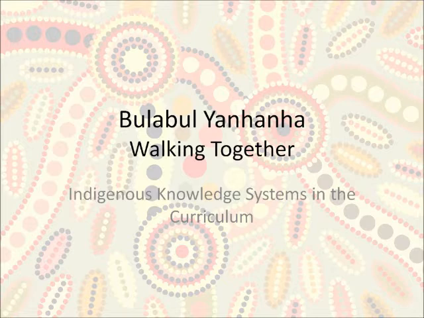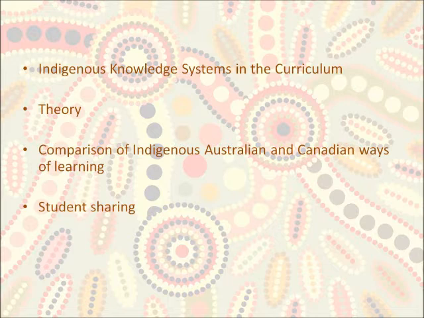So today we'll begin with what is meant by Indigenous knowledge systems in the curriculum. We'll touch on a bit of theory in relation to that. We'll look at some examples in both Australia and Canada and compare different ways of learning through the lens of Indigenous people and their understanding of what Indigenous knowledge in the curriculum means for them. And we'll finish today with a look at some Indigenous students who are talking about culture, understanding of themselves as Indigenous students in the education system that we have.